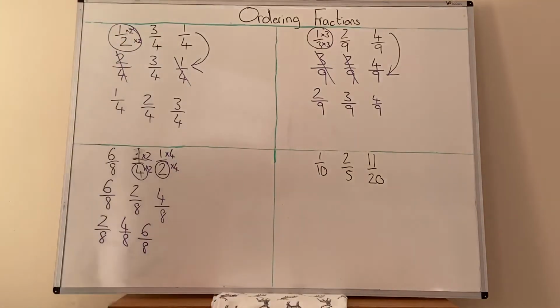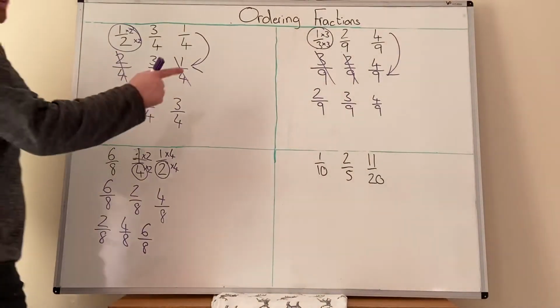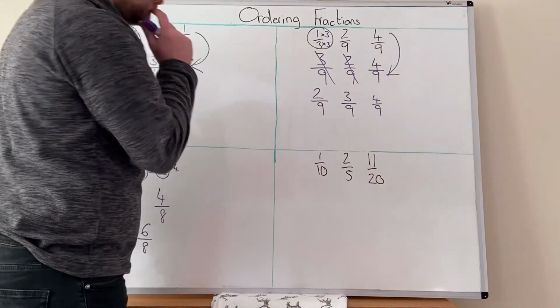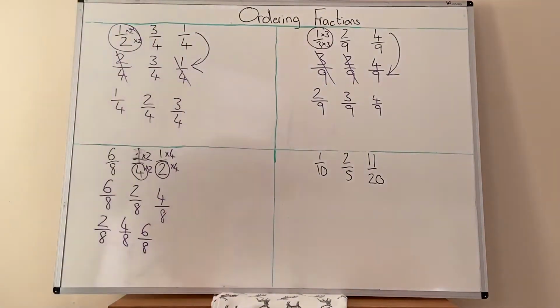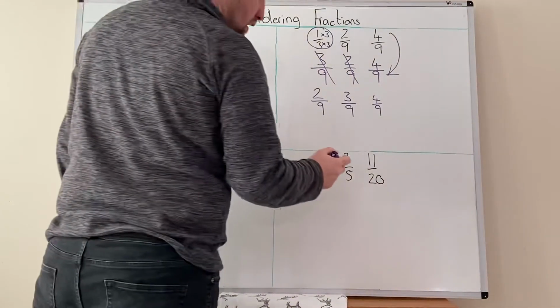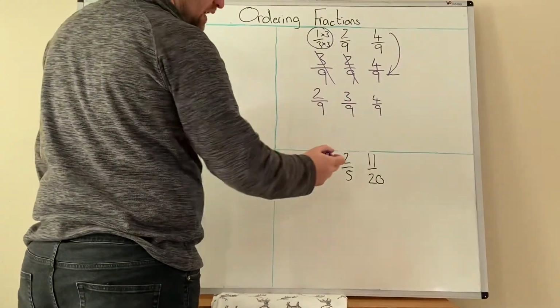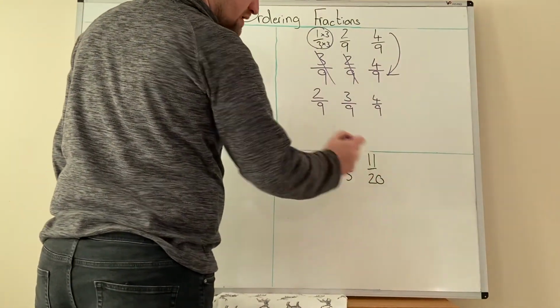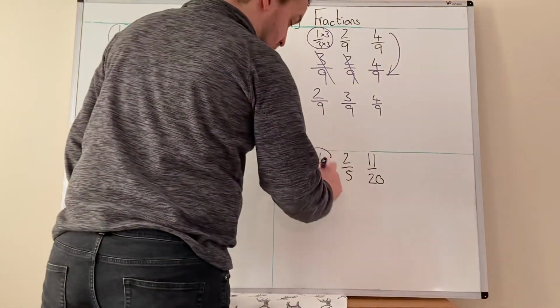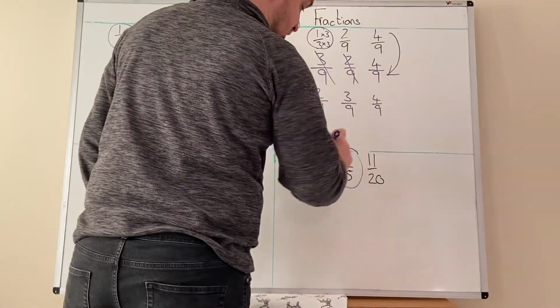Okay? Have a look at this last one. See if you can have a go at this one on your own. See if you can spot which two we're going to have to change to get to the other one. So what I'm going to do, you can times 10 by 2 to get to 20, and you can times 5 by 4 to get to 20. So I'm going to change this one and this one.